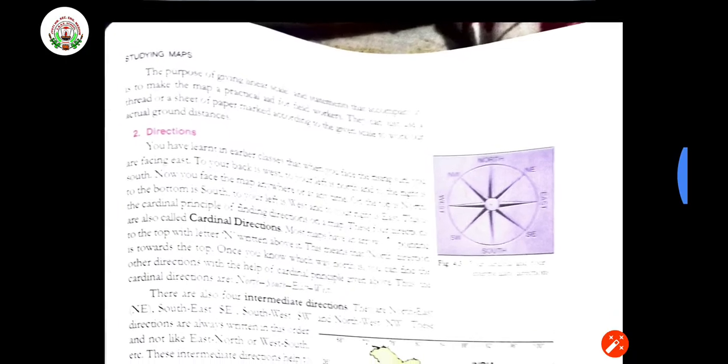Right, now the second one is direction. Every one of you knows the direction. What is that? North, south, east, west. Those are the four cardinal directions we have. You all know. Okay. In earlier classes also you would have seen that from where the sun rises, that is the east. To your back it is the west, to your left it is north, and to your right it is south. Those are the main basic things which we are going to find. Now you face the map anywhere or at any time.